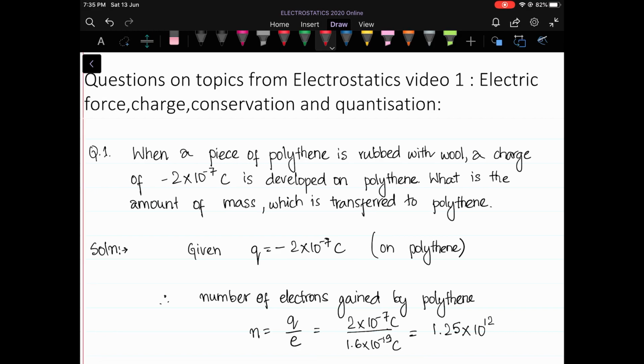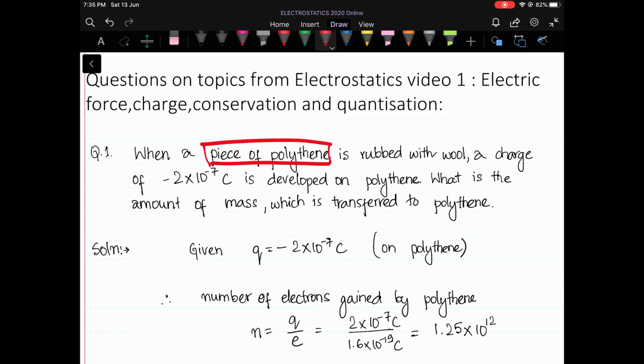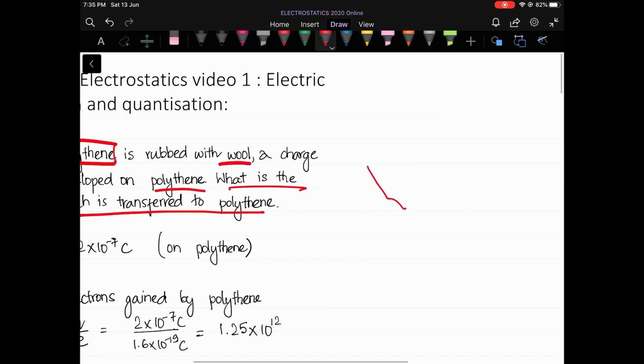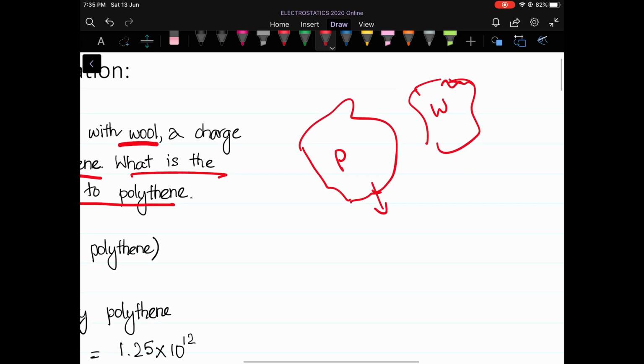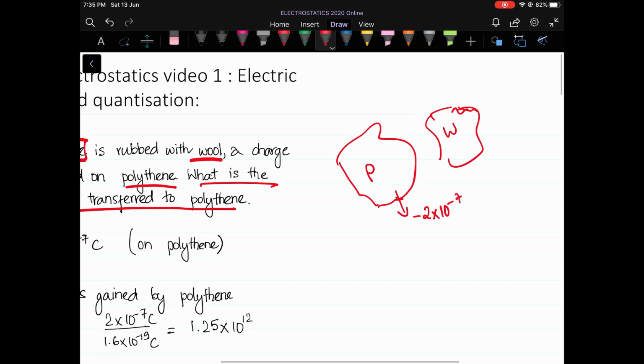Your first question is, when a piece of polythene is rubbed with wool, a charge of -2 × 10^-7 coulombs is developed on the polythene. What is the amount of mass which is transferred to polythene? So according to the question, we have polythene which is rubbed with wool, and after rubbing it is found that polythene is developing a charge of -2 × 10^-7 coulombs.